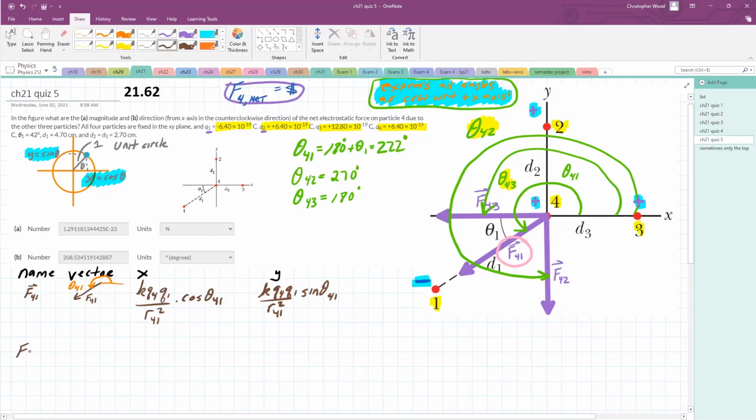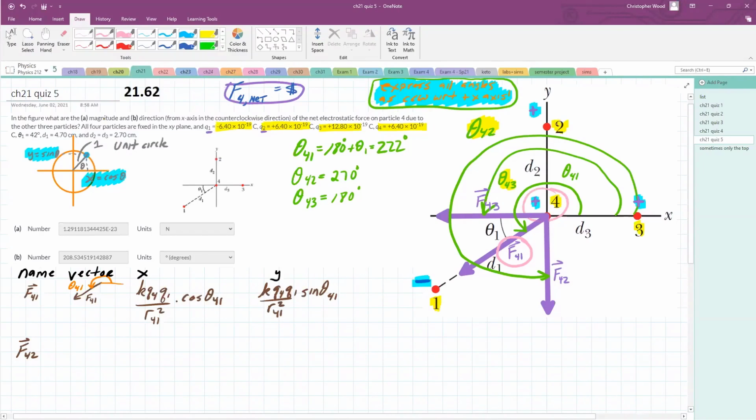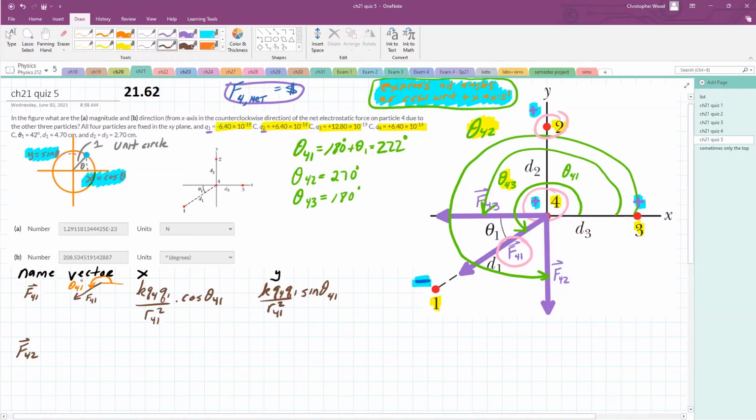Now let's take a look at the vector F42, the electrostatic force acting on particle 4, right here, due to particle 2, right here. Because they're both positively charged, F42 is pointing straight down. I know that's theta equals 270, and cosine of that is 0 and sine is -1, but I'm going to drag this along even though I could get rid of it right now. So I'm going to draw a vector. This is F42.